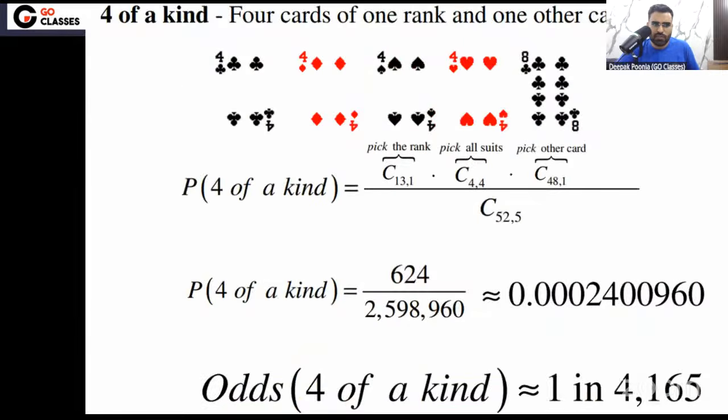What are the odds of getting 4 of a kind? What is the probability of getting 4 of a kind? That is the total number of 4 of a kind poker hands divided by the total number of 5 card hands. So the odds, the probability, the chances of getting 4 of a kind, that is once in almost 4,000. So almost 1 in 4,000. So these are the odds of getting a 4 of a kind. I hope it is clear.